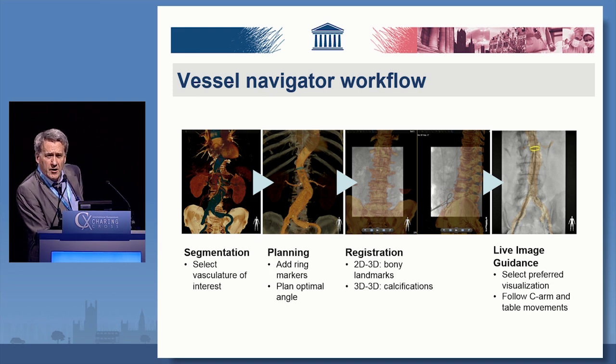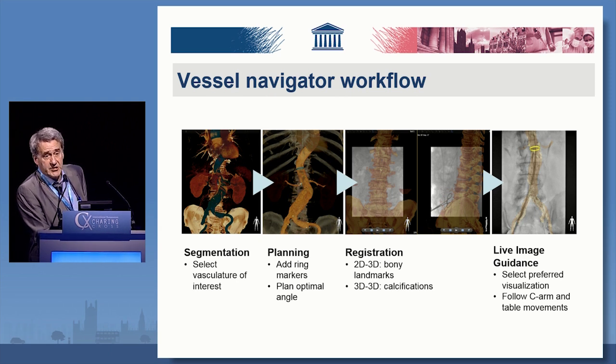First of all, you have to create the vascular tree that you're going to use as a map, and this is done by segmentation techniques. Then you do the planning. You can add ring markers at the ostiums of the different side branches. You can plot the optimal angle and transfer that angle directly to your machine, so that with one simple push on the knob, your C-arm automatically goes to the desired position, which you know gives you an optimal view of the side branches.